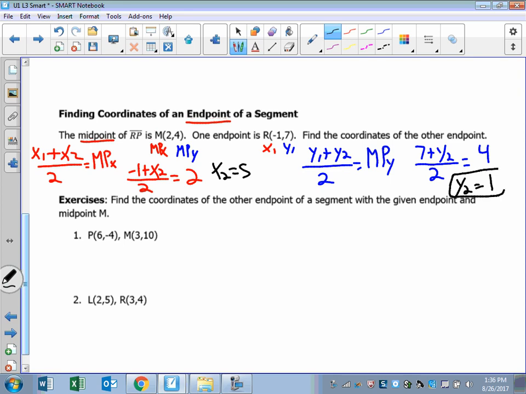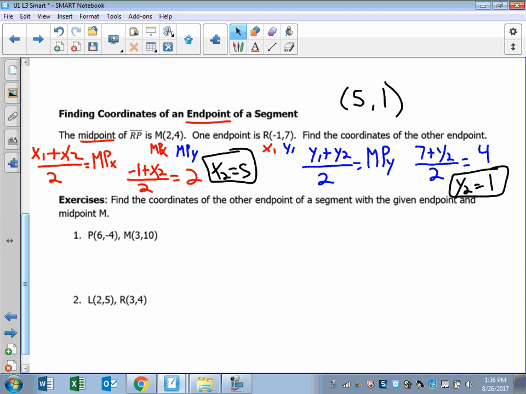So from our x and our y, we can find our coordinate. So our x is 5 and our y is 1. And that is the endpoint. So again, either you guys take a second now, pause the video and do these exercises, or you can finish your notes and come to it at the end. There's one more page of notes, should be pretty quick.